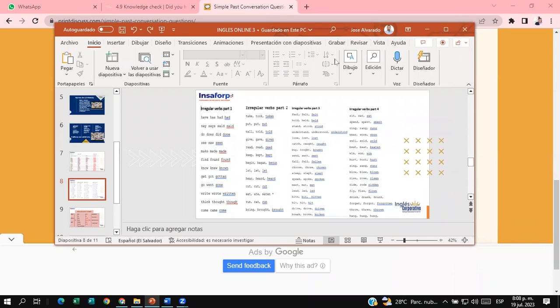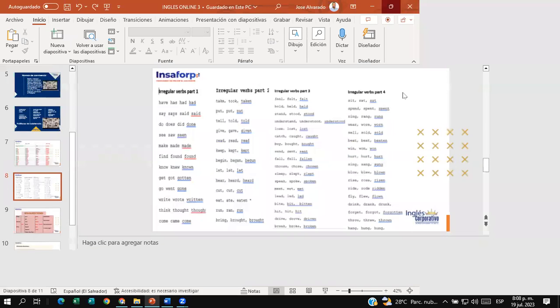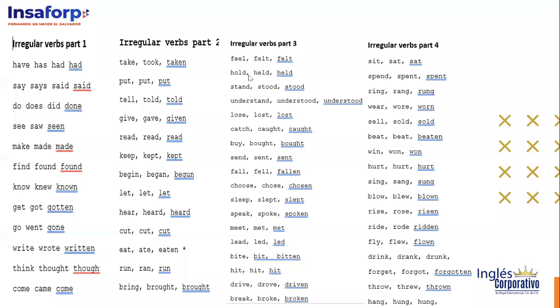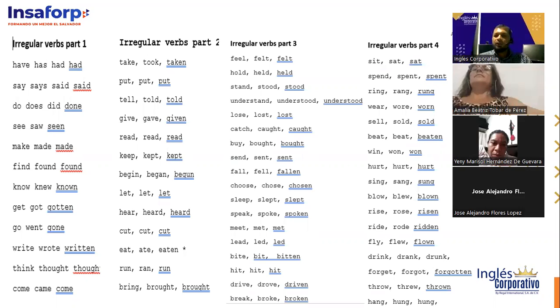Okay. There you have the list of irregular verbs, and we're going to continue learning them. We're going to continue practicing the irregular verbs. We're going to move to part number two. Let me go ahead and see the volunteers I have.